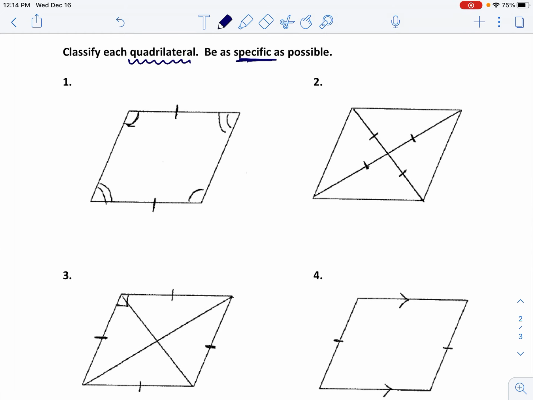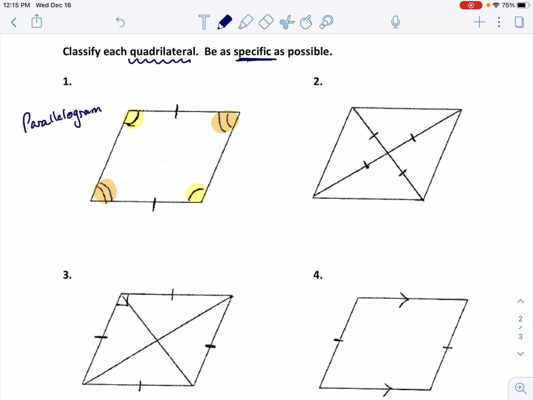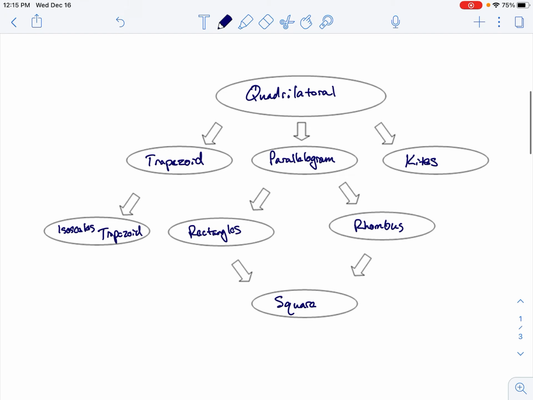So looking at number one, the first thing that jumps out to me is that I have opposite angles that are congruent. I have this pair congruent, and I have that pair congruent. And there is only one kind of quadrilateral that has that, which is parallelograms. So I'm immediately to the second group after quad. I'm going to say it's definitely a parallelogram. Right now I went past quad and said, okay, parallelogram.